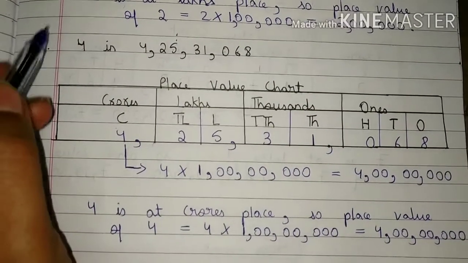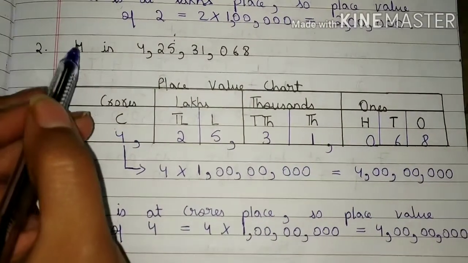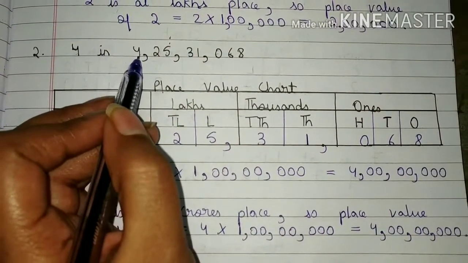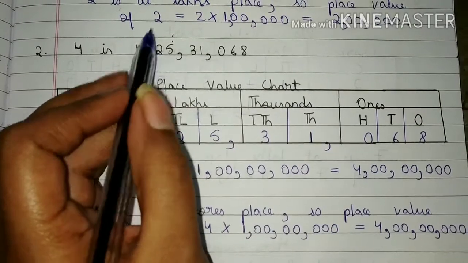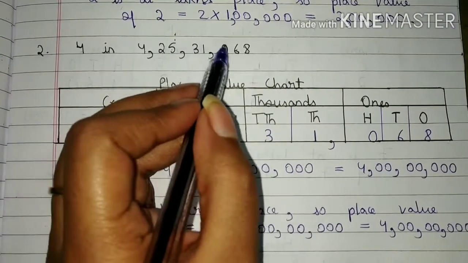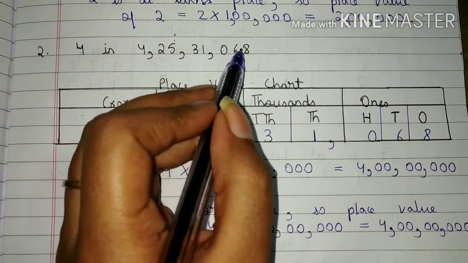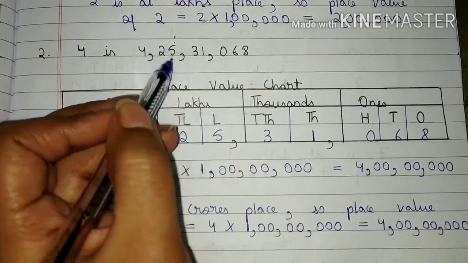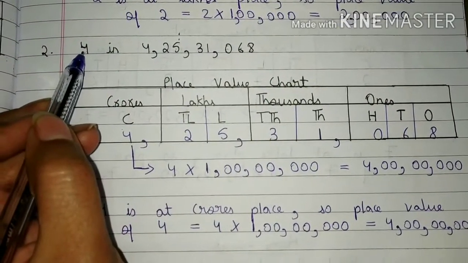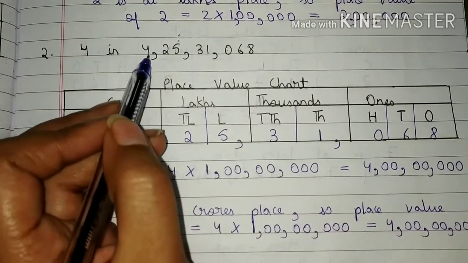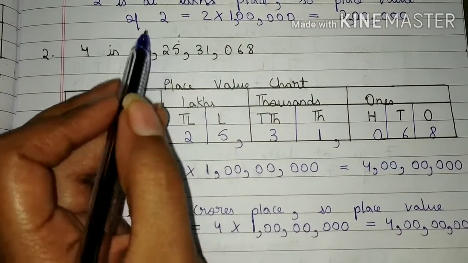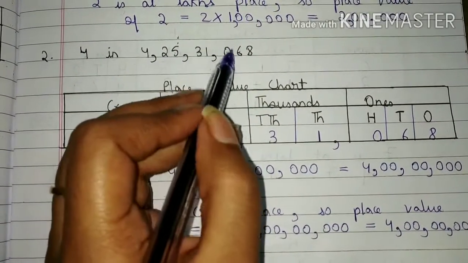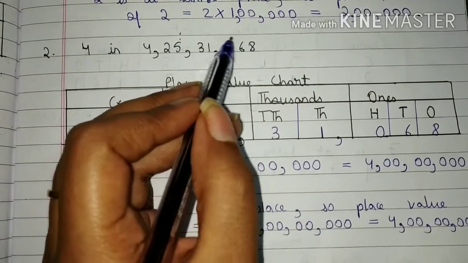Students, now come to second question. 4 in 4 crore 25 lakh 31,068. Students, in this question, you have to find the place value of 4 in 4 crore 25 lakh 31,068. So how will you find?